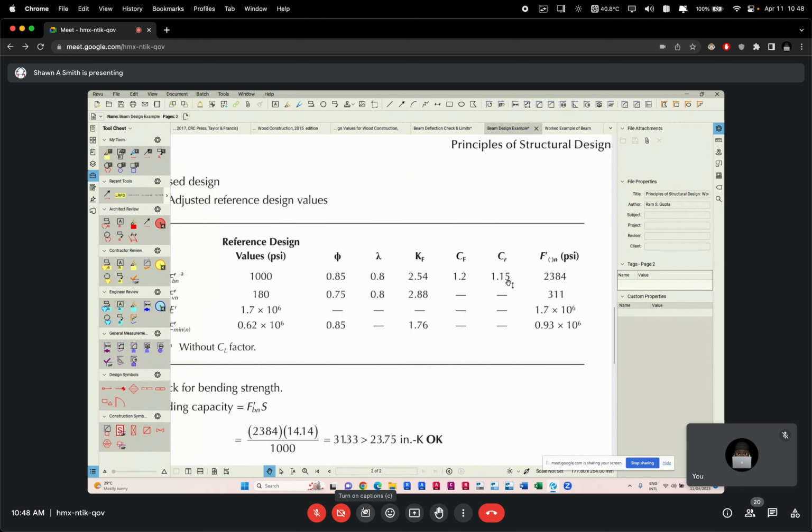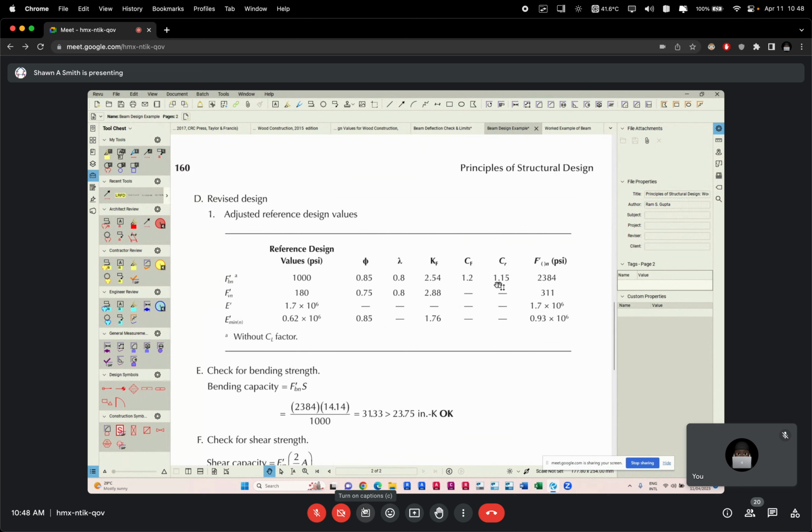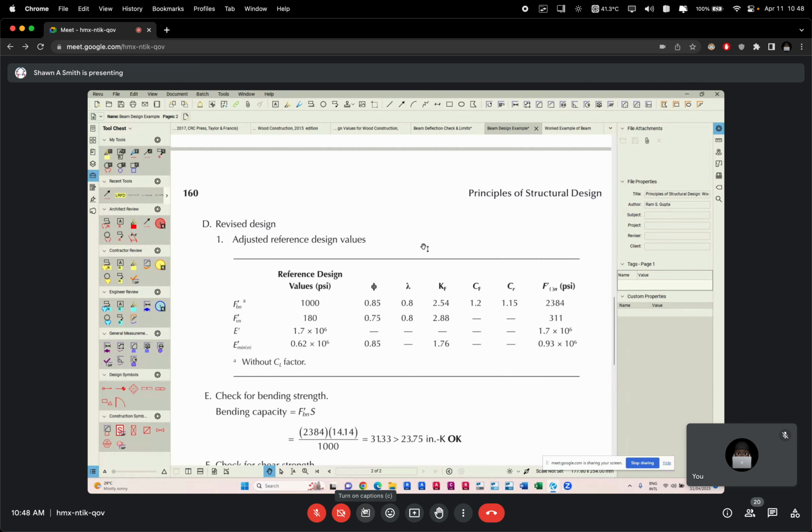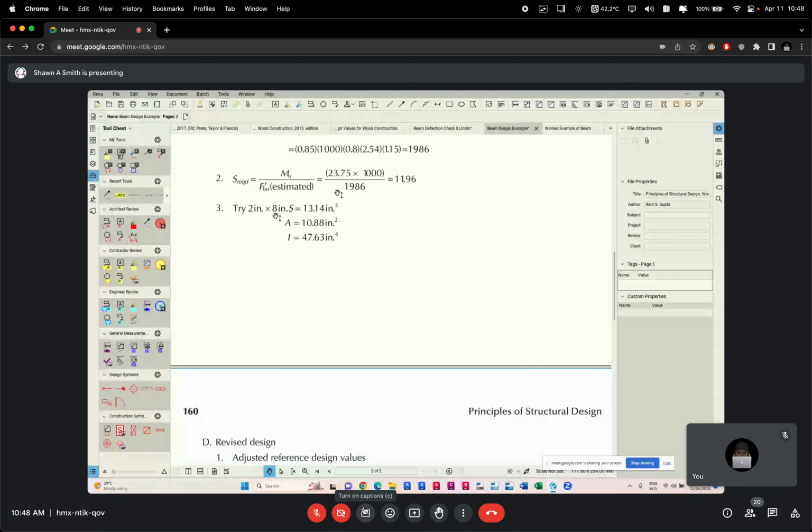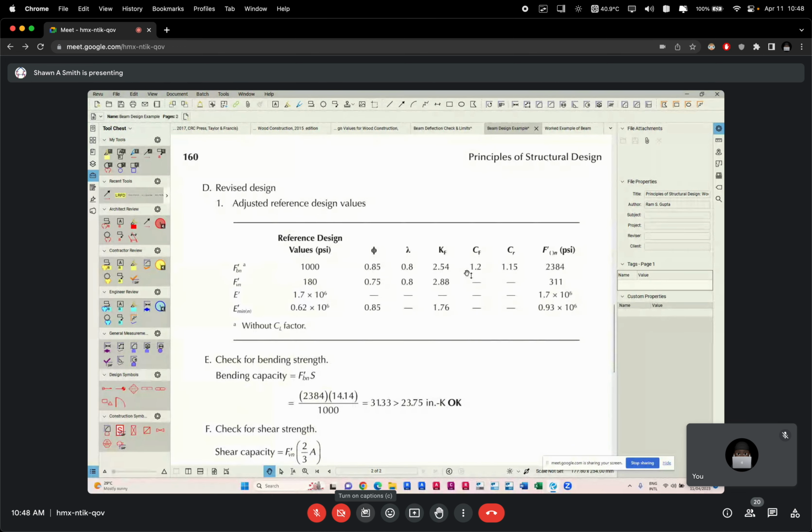The CR value was already 1.1 because it's a repetitive number value and it's less than 2 feet apart. And we have already decided on that from all the way up. So this is the only thing that comes in new now. And it comes in new because we actually confirm the size of our element to be 8 inches deep. That's why it's going to come in. It's a size factor. Right?